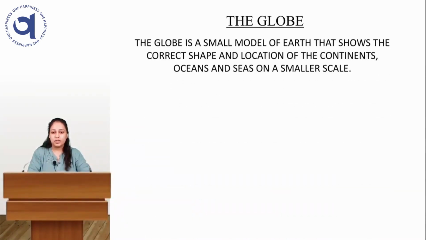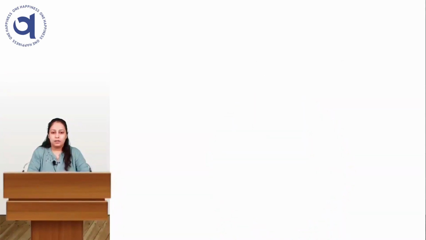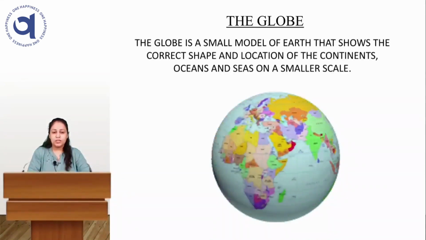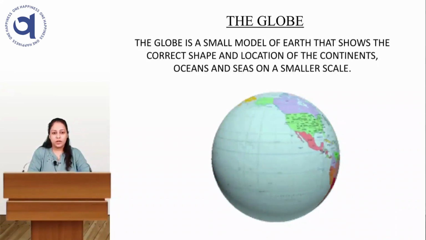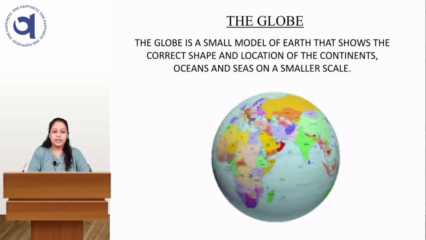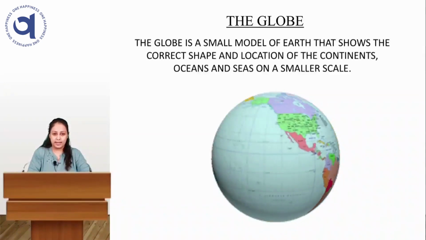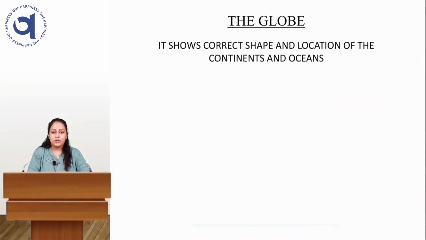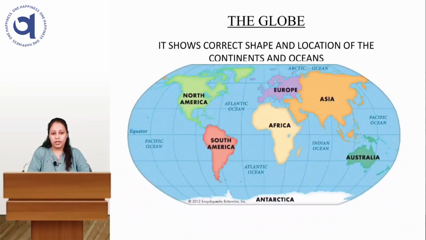Now let us learn about the globe. The globe is a small model of the earth that shows the shape and location of the continents, oceans and seas, but on a smaller scale. Right? Now the globe shows the correct shape and location of the continents and oceans. Children, do you know how many continents and oceans there are? There are 7 continents and 5 oceans.